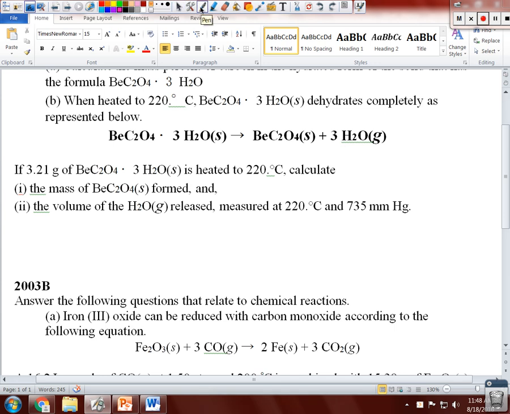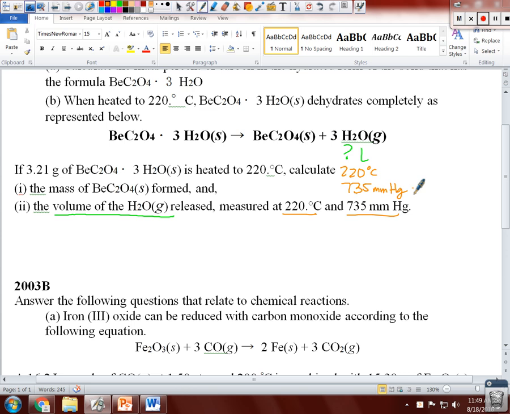Now, the important thing is we know that this is the question. Would you agree? That is what they're asking about, and they're asking for the liters of that. Now, these two numbers right here, this is temperature and that is millimeters of mercury. Are those also for the water gas? Yes. So 220 degrees Celsius and 735 millimeters of mercury.